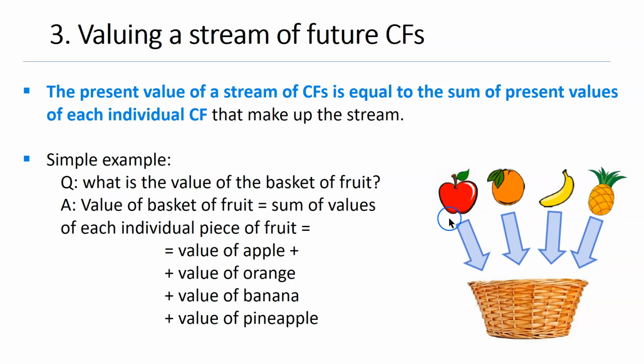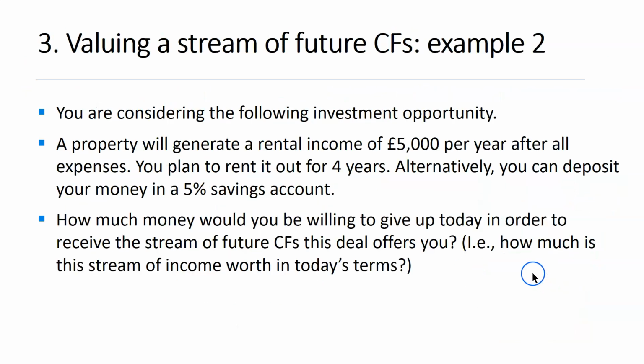So it will be the value of an apple plus the value of an orange plus the value of the banana and the value of the pineapple. This will be our individual cash flows, which will occur at different points in time, in different years. For simplicity, let's assume that the basket itself is worth nothing. Let's apply this idea to value the actual stream of future cash flows.